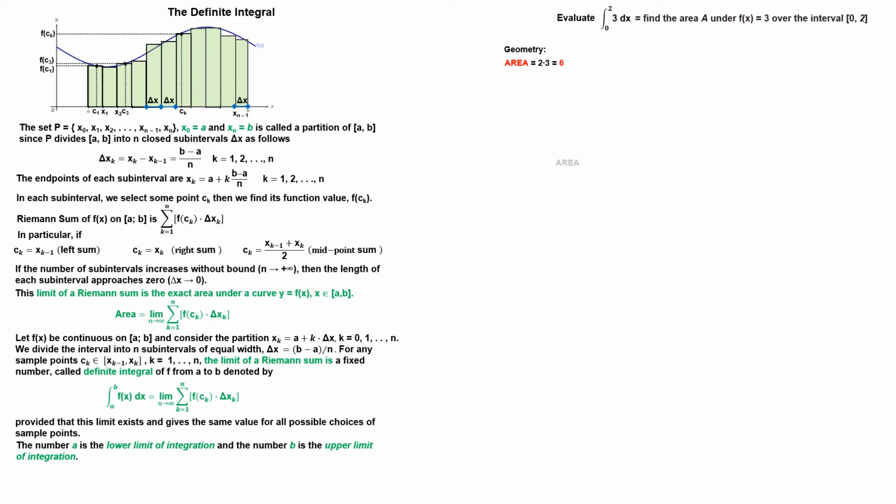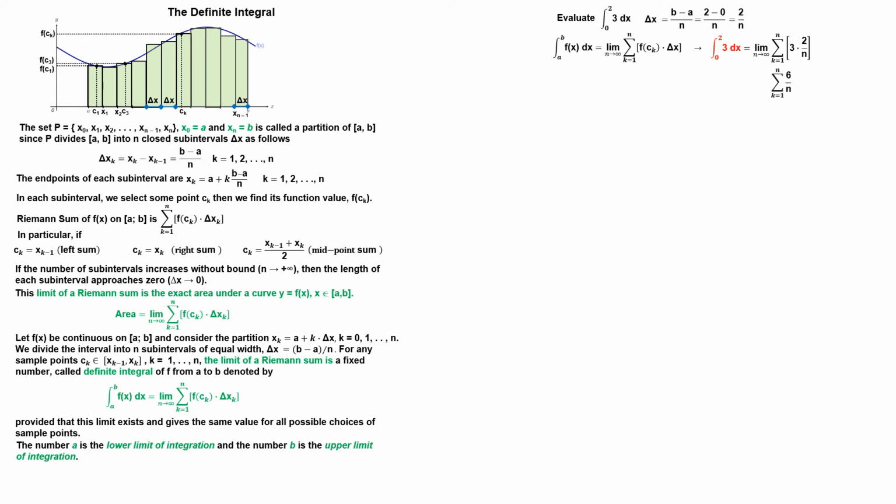Now, let's evaluate this integral by definition as the limit of a Riemann sum. We find the value of delta x, and then we use the definition. We replace f of x with 3 and delta x with 2 over n. Before calculating the limit, we have to evaluate the summation. Now we can calculate the limit.